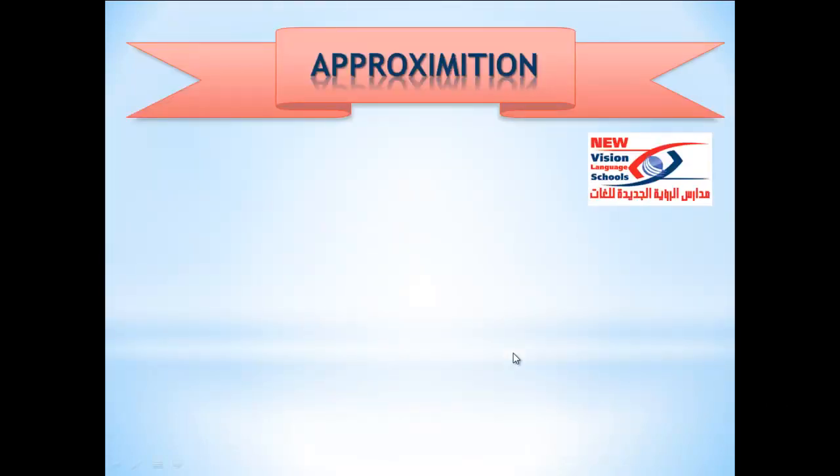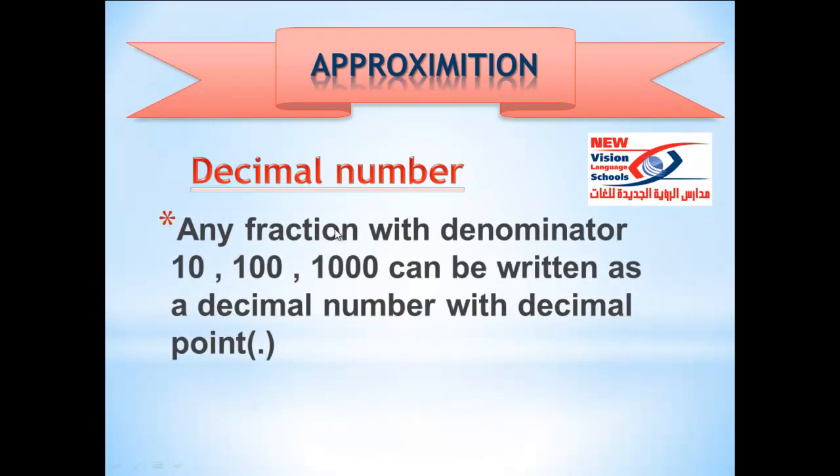Our lesson today is approximation. First, let's talk about decimal numbers. What's a decimal number? Yes, I heard you. It is a number with a decimal point. How do we get it? Any fraction with denominator 10, 100, 1,000 can be written as a decimal number with a decimal point.